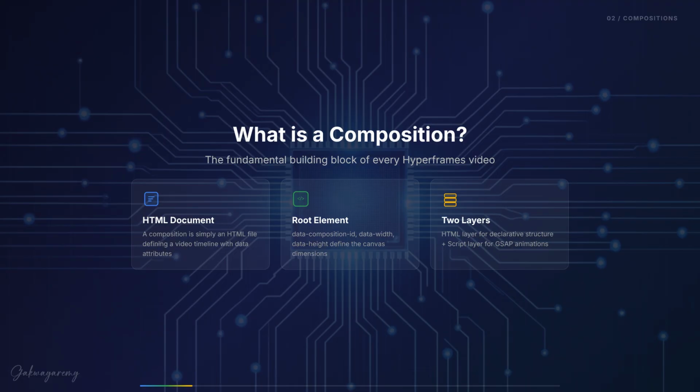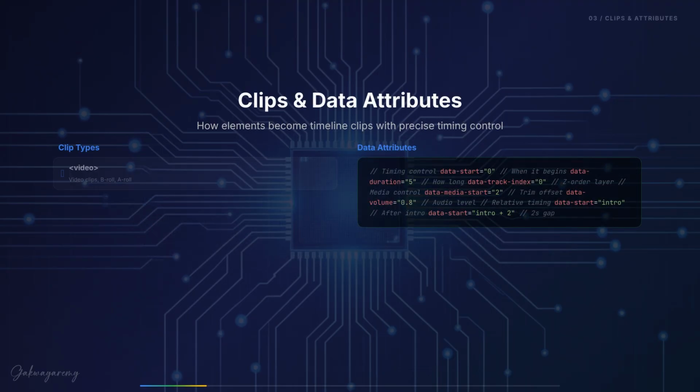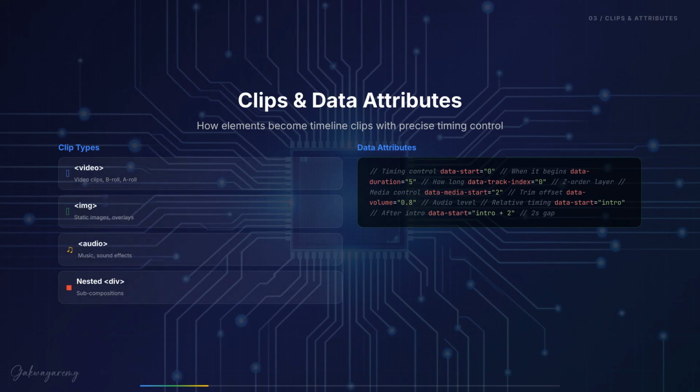There are two layers in every composition. First, the HTML layer handles the declarative structure: what plays, when, and on which track. Second, the script layer handles creative animations using GSAP. Clips are discrete blocks on the timeline. A video element becomes a video clip. An image tag becomes an image overlay. Audio tags handle music and voiceovers, and nested div elements become subcompositions.